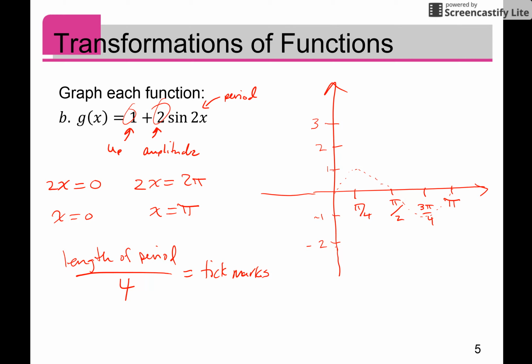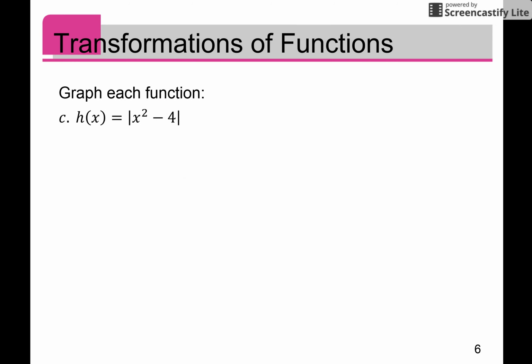And these zeros are up 1, so the zeros are now occurring on the y equals 1 value. We go up to a high of 3, back down to a low of negative 1, and then up. That's one full period of the sine function. Now extend to get all the rest of the periods in.